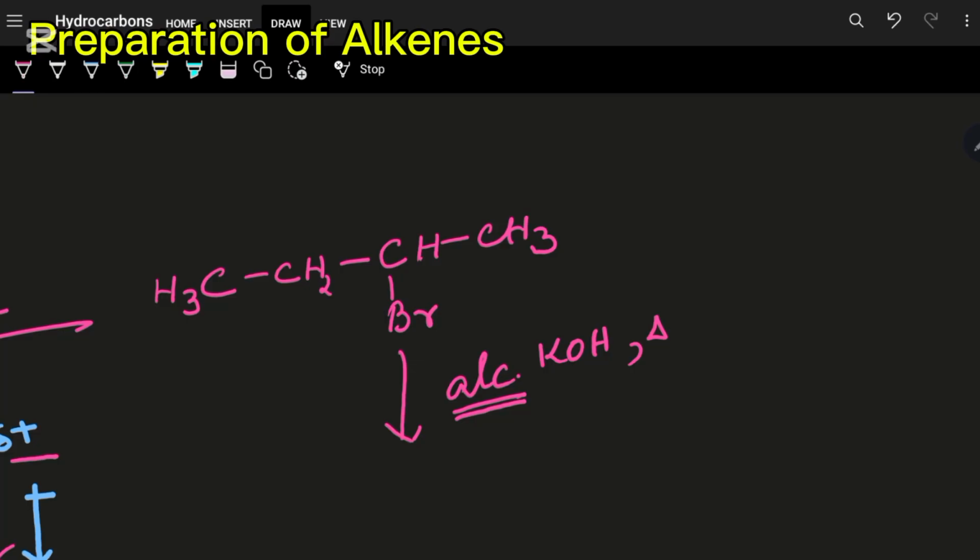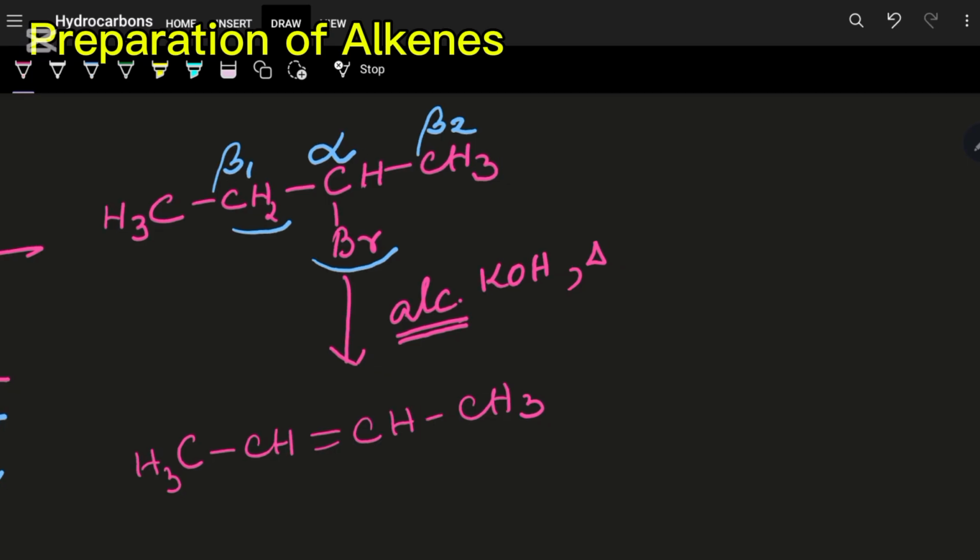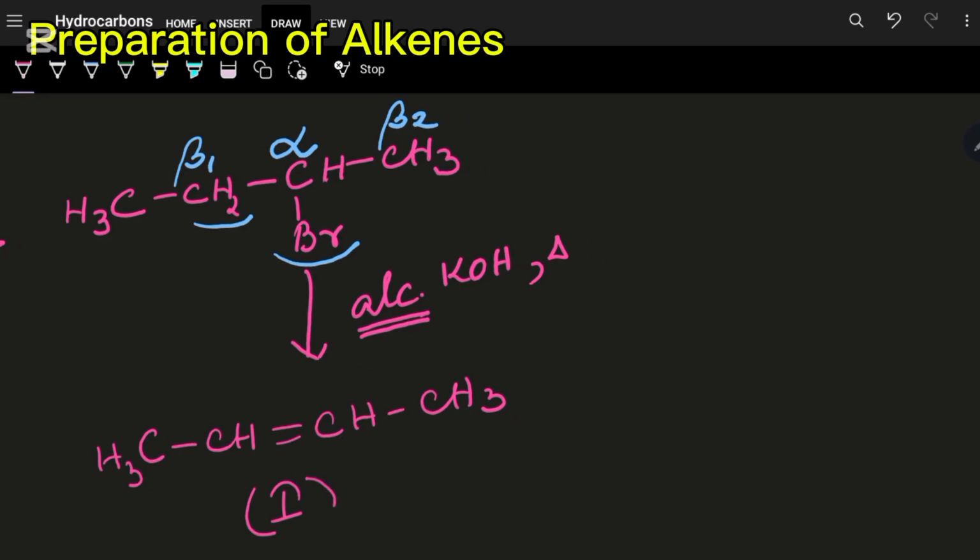And remember that I told you this is the alpha carbon because it has Br. Adjacent to the alpha is beta, so this is beta 1, this is beta 2. And here I will get a double bond between alpha and beta 1 by the elimination of H from beta 1 and Br from alpha. So I will get CH3, CH, double bond CH, CH3. Because there was alpha carbon with Br, and beta 1 with H elimination. So this is the first product.